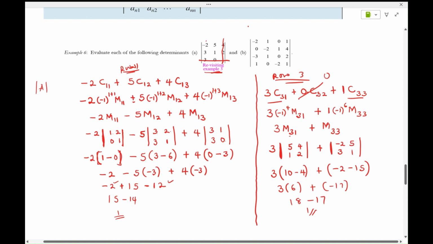So any row, you can use any row, you can use any column. You will still be fine. You get the same thing.